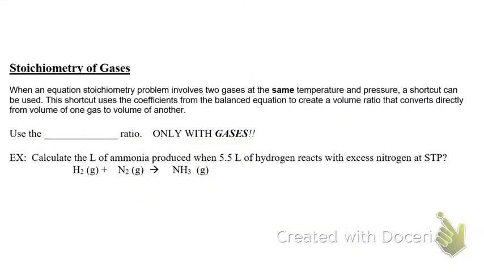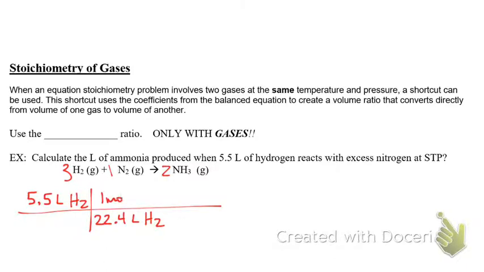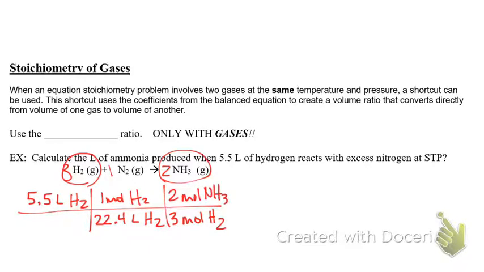So I start with the balanced equation, and my given was 5.5 liters of hydrogen. I have to change those liters of hydrogen into moles of hydrogen. Then I can change that hydrogen into ammonia using my balanced coefficients. So I'm putting the hydrogen and that 3 on the bottom, NH3 on top. But it didn't ask for moles, it asked for liters. So one last step, I'm going to turn moles of NH3 into liters.